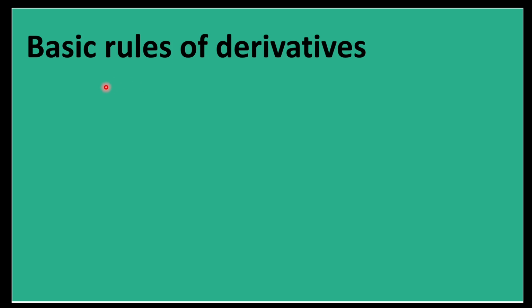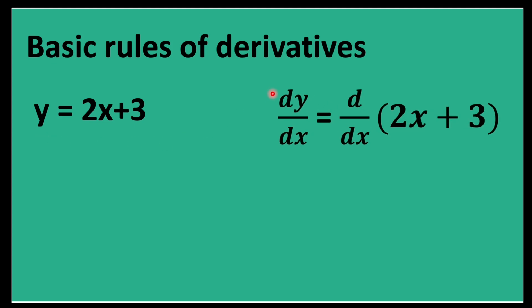Today we will discuss some basic rules of derivatives or differentiation. So let's start. If we have a function y equal to 2x plus 3, so when we differentiate this function, we can write this function as d divided by dx into 2x plus 3. So this is the derivative form.